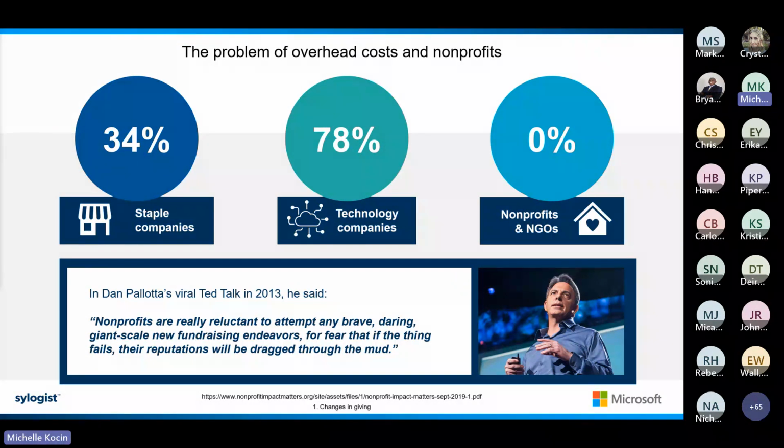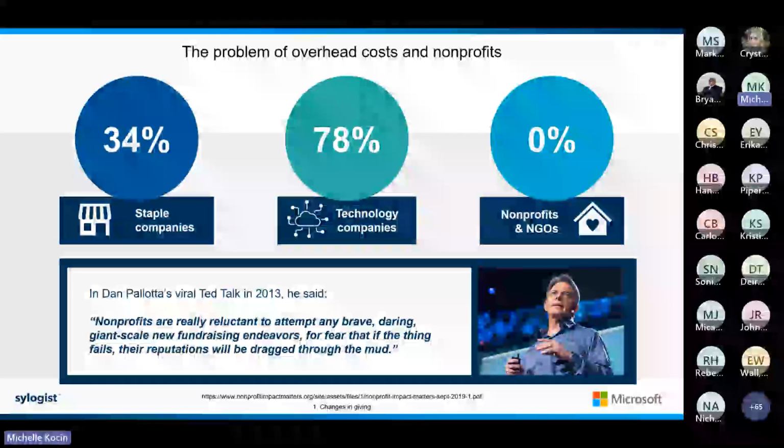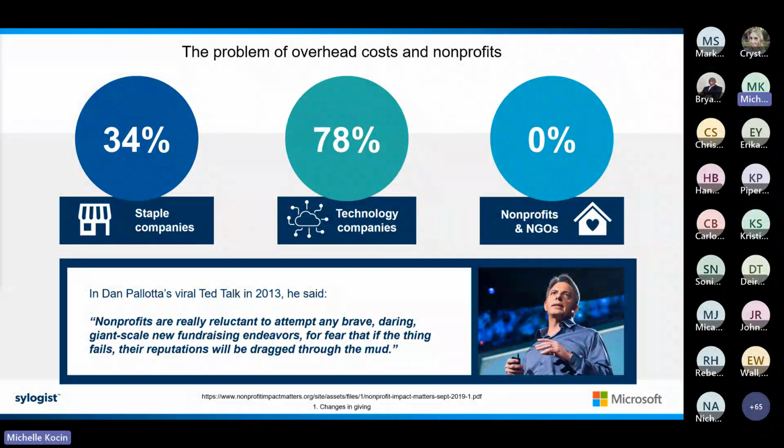Staple companies, those are food and household items, had an overhead or indirect cost rate of 34%, and technology companies were as high as 78%. But there's still an expectation that nonprofits are as close to zero as possible. And that is definitely a challenge to overcome, and spending money on things that will be considered indirect costs can be a little bit of a hard sell initially, but technology and software is still a really important area to invest in.